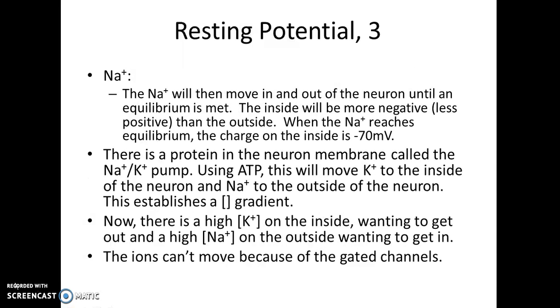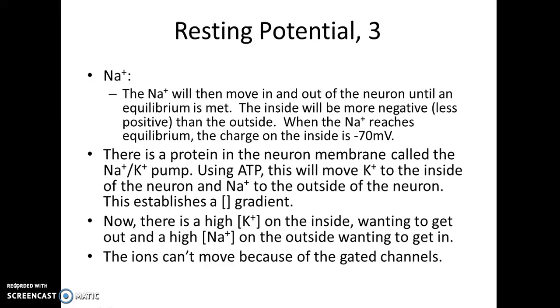Sodium will also move, but it moves through sodium channels in and out, and there's going to be more sodium moving in because of the negative A minus proteins inside, which is fine. So when all is said and done, when the sodium stops moving, we're going to have a negative 70 millivolts. That is our resting potential, right?